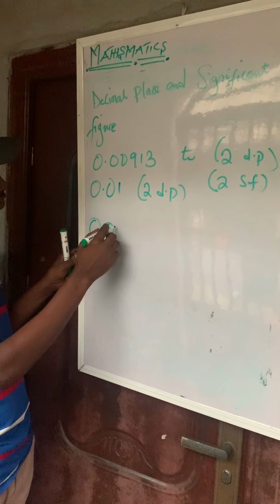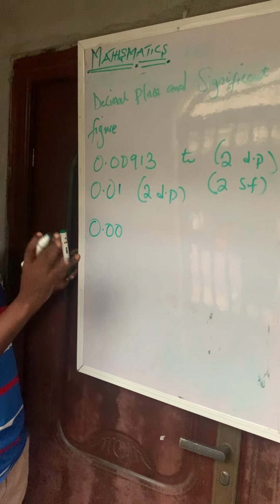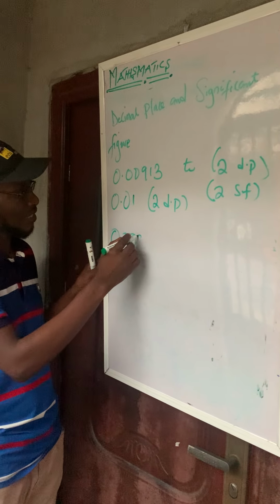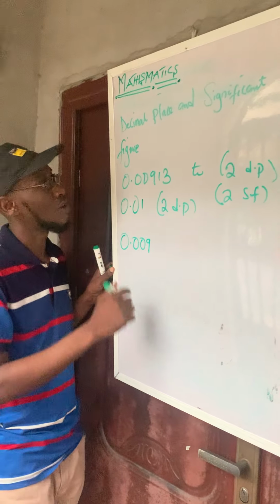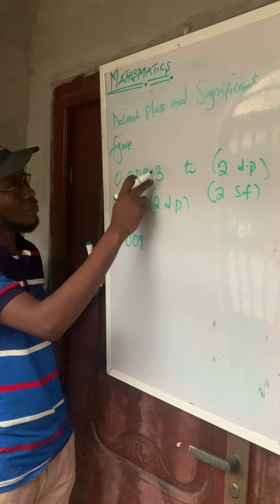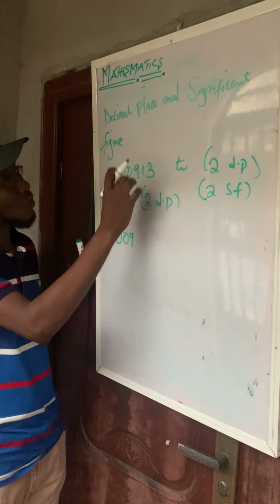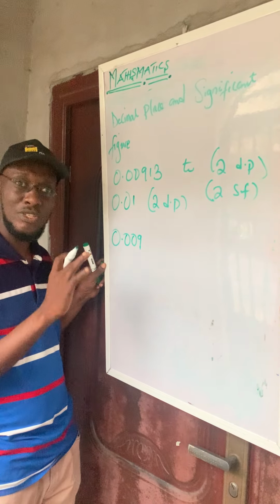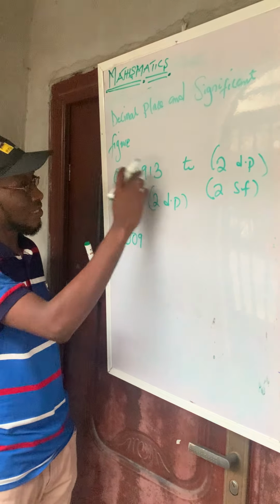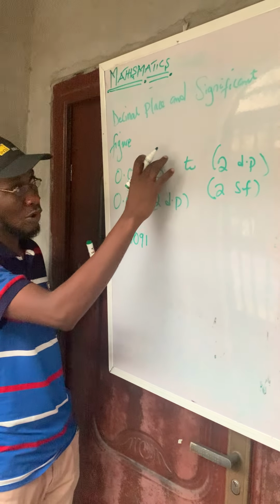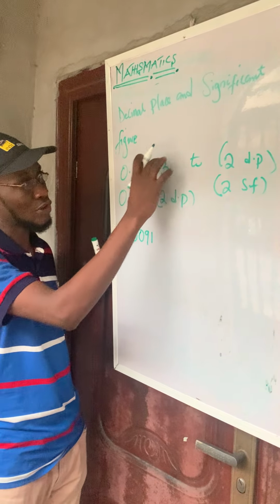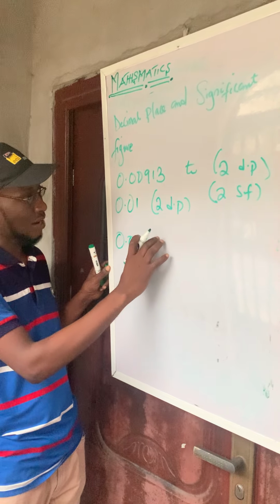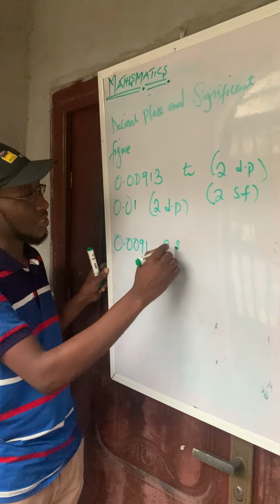The next one is what? 0. You don't count it as a significant figure, but you write it down. The next one is what? 9. This becomes your first significant figure. Now look at your second significant figure, which is 1. But before you put this one, look at the next number. Is it up to 5? If it's up to 5, you approximate. But if it's not up to 5, you leave it. You write the 1. Because this is not up to 5, I can't approximate. If it is up to 5, I can approximate to make it 2. But because it's not up to 5, I write the 1 down. So this becomes your 2 significant figure.